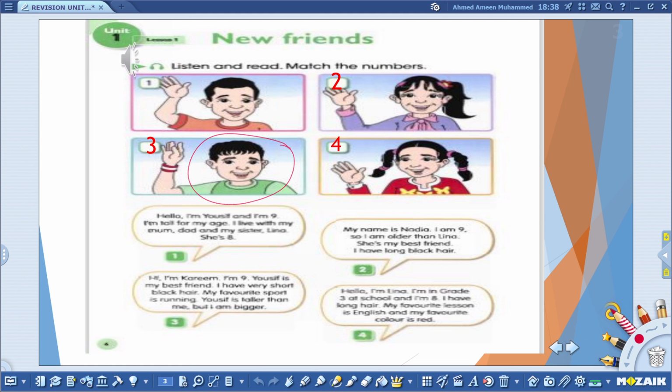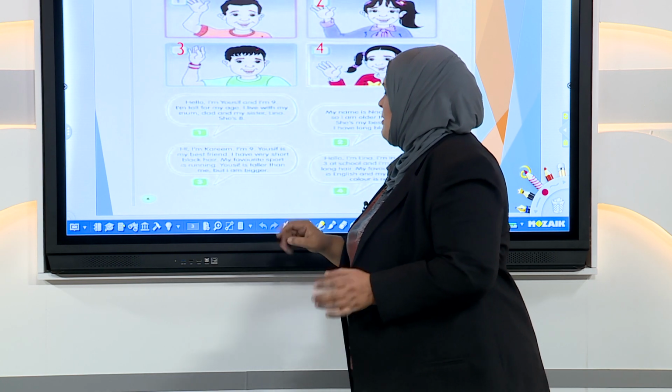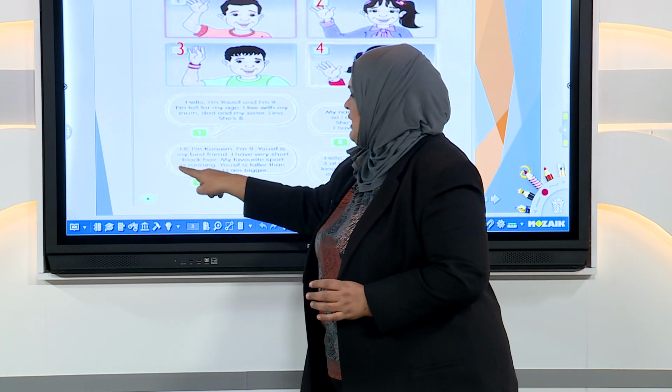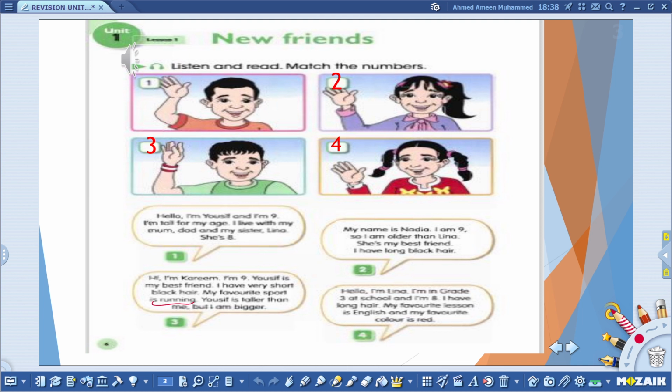Hi, I'm Kareem. I'm nine. Yusuf is my best friend. So this is Yusuf, his best friend. I have very short black hair. My favorite sport is running. Yusuf is taller than me. But I'm bigger. So, this is Kareem.